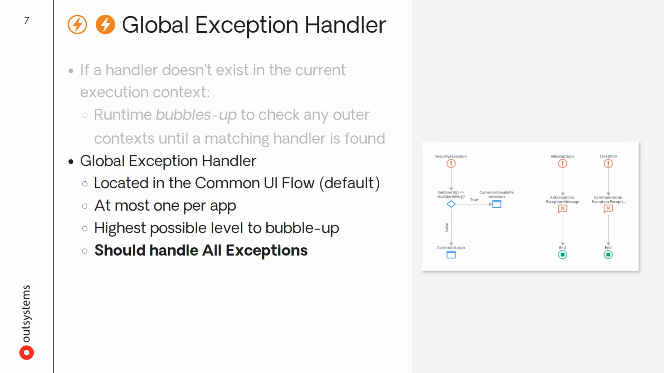This is why it is important to have a global exception handler defined. By default, one exists inside the common UI flow, but it can be modified to meet the app needs. The global exception handler is the most outer context, therefore it should be able to handle all exceptions.